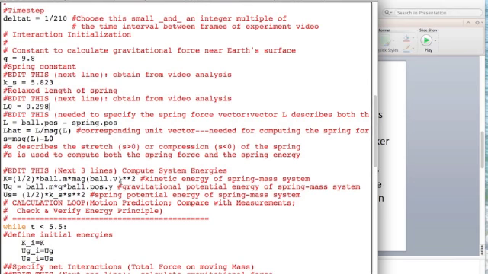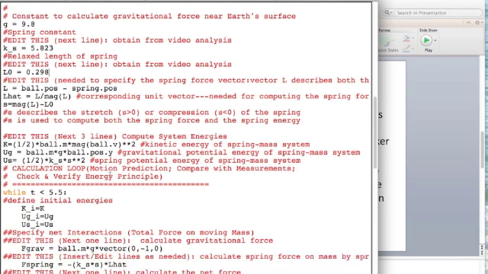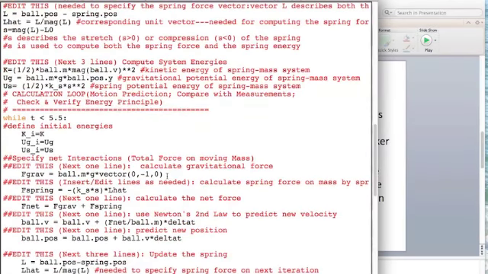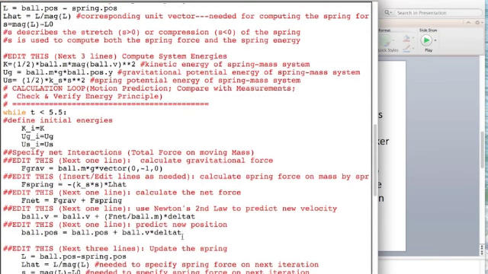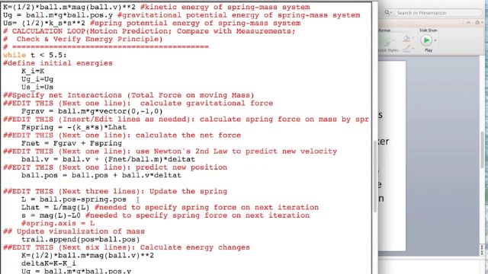And here are some more important features of the code. I found F grav using the mass of the ball times gravity, and I found L, which is the ball position minus the spring position. I found F net, which is F grav plus F spring, and then the ball velocity, and then the final position. And here is also how I found F spring in this line of code.